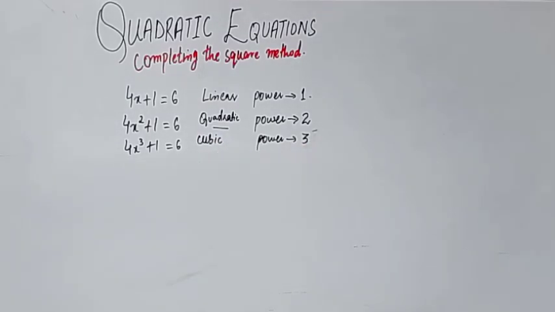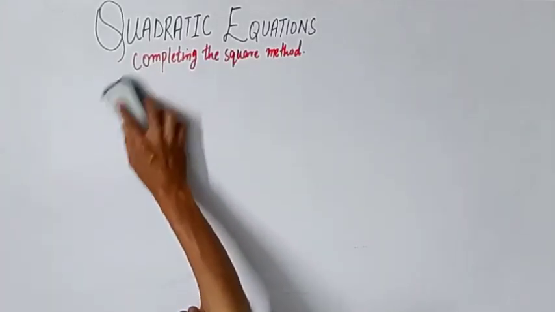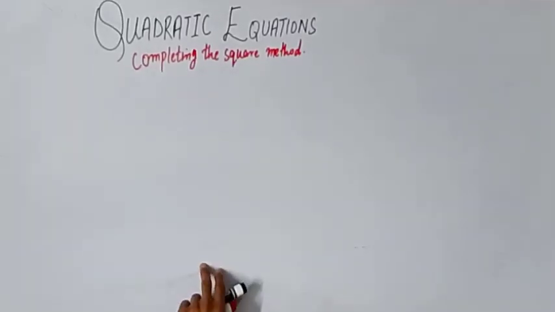So if the highest power is 1, we call it a linear equation. If it is 2, we call it a quadratic equation. If it is 3, we call it a cubic equation. And then there are more equations in which there will be greater power than 3. But here we are discussing only quadratic equations, meaning the variable has power 2.